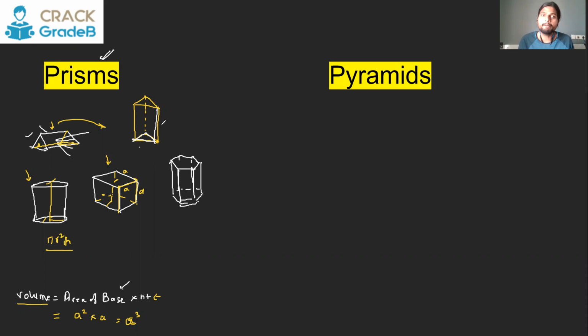So you don't have to remember the formulas for all such prisms. Once you understand the generic formula for the volume of the prism, that is area of the base into height. Similarly, there are other figures which we call pyramids.